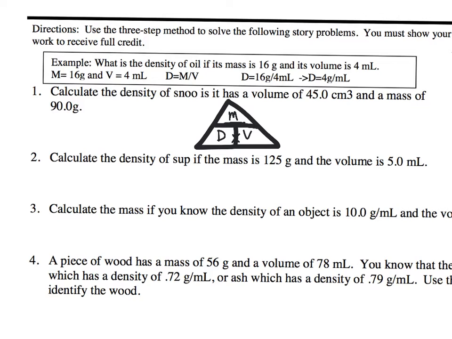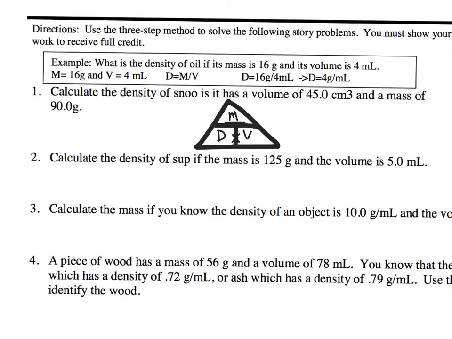If you can't do it, and you're like, oh, I have no idea what to do, then at least write out your information. Say, oh, 125 grams, that's the mass. Then go ahead and write M equals 125 grams. Oh, volume is 5.0 mL. Then write out V equals 5.0 mL. And then it says, what's the density?